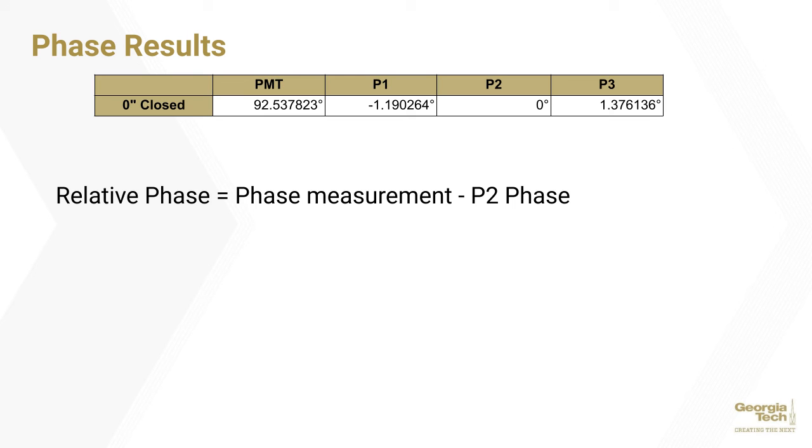Here's the phase data. The phase data was first normalized so that P2 has a measurement of 0 degrees. This involves subtracting all phase measurements by the measurement from P2. One thing to note is that the pressure signal lags behind the flame signal by about 90 degrees. P1, P2, and P3 do not vary from each other very much.